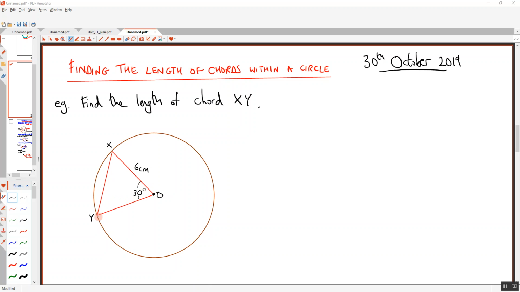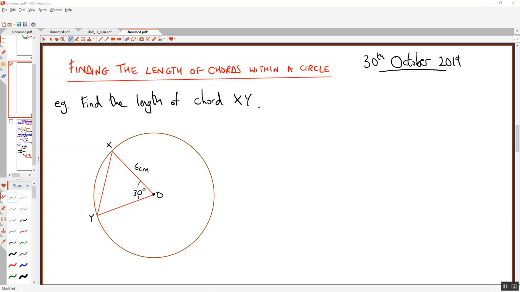Does anybody know what type of triangle this is? Yep, Grayson? I believe it's equilateral. It's not equilateral. Okay, well, what is an equilateral triangle? All sides are the same. What are all the angles in an equilateral triangle? They're all 60, so this can't be an equilateral. It is a, Grayson? Isosceles. It's an isosceles. How do you know it's an isosceles triangle?